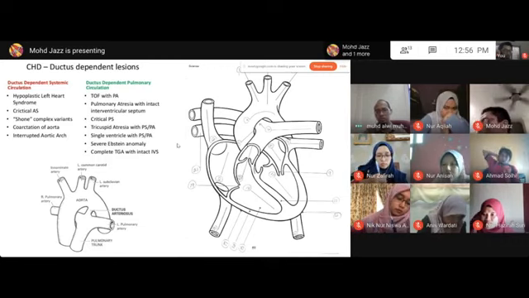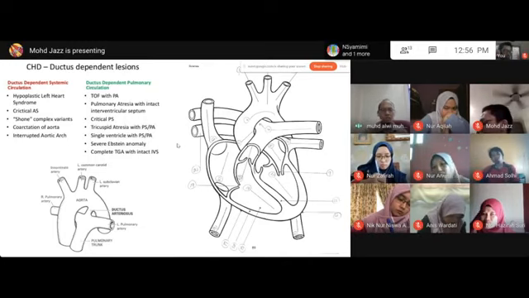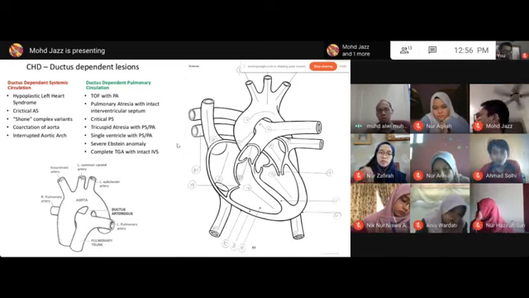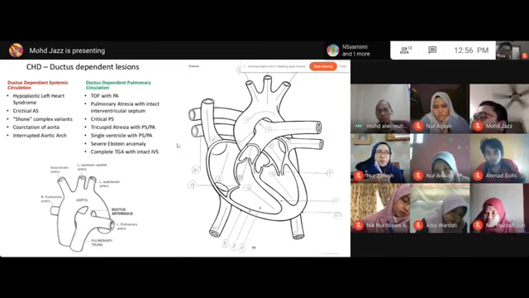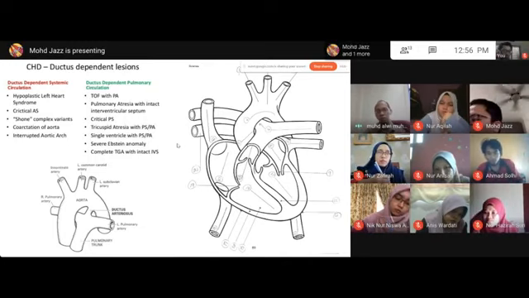So the aim is this lesion. In general, they become ductal dependent because of lack of blood supply to the pulmonary. So they need something to bring the blood from the right side to the pulmonary. That's the principle. So anything that can bring blood from the right side to the pulmonary is what they need.